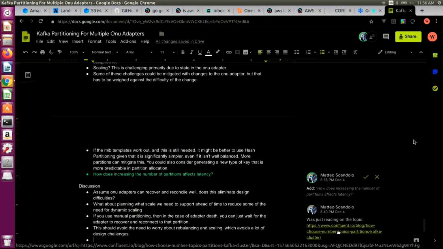In theory, the adapter could put that into etcd, say which partition it's in, and then the core and OpenLT could just use that information.